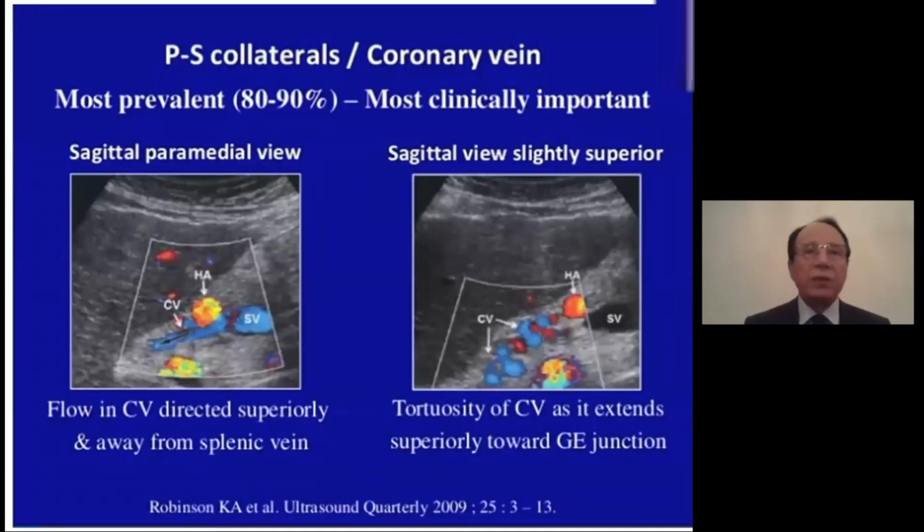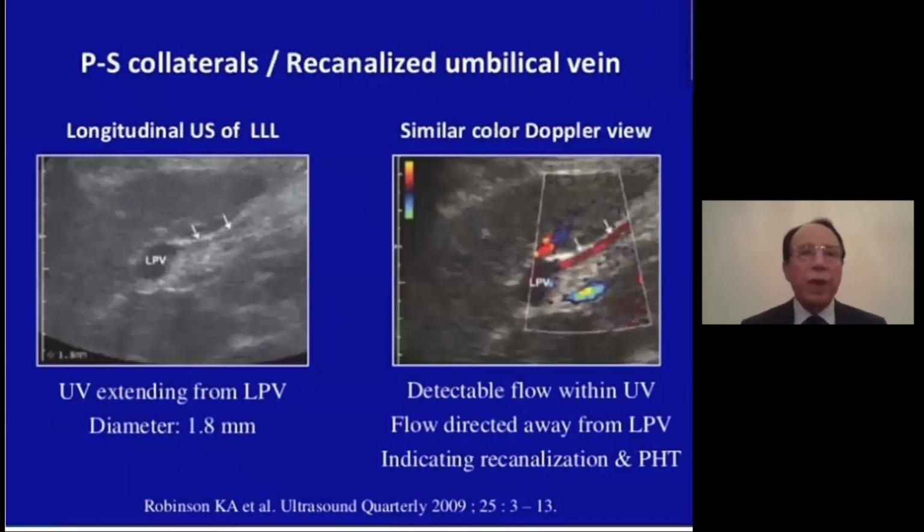Robinson and his colleagues pointed out that the coronary vein can be demonstrated as the most prevalent and clinically important by Doppler ultrasound. Also, they detected flow directed away from the left portal vein through the umbilical vein, indicating recanalization.